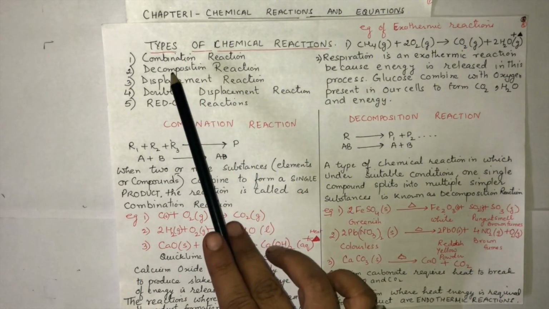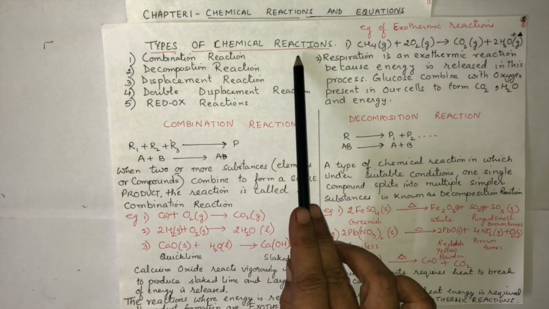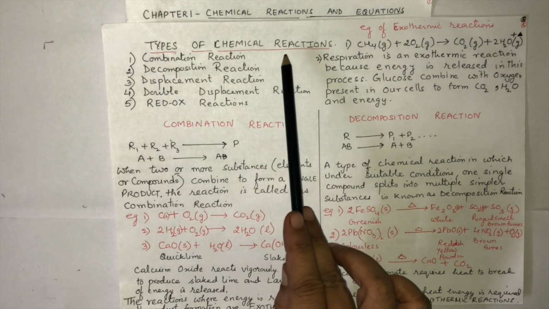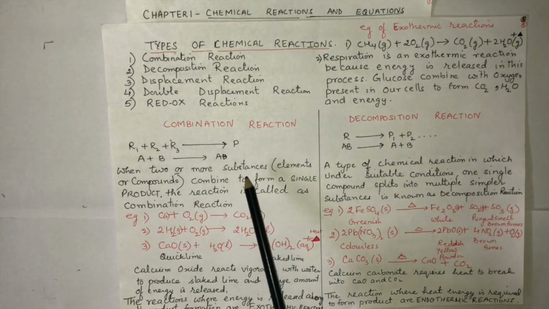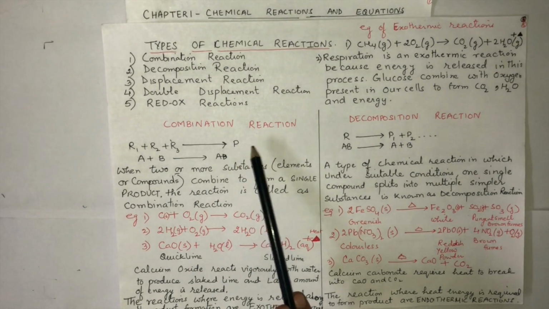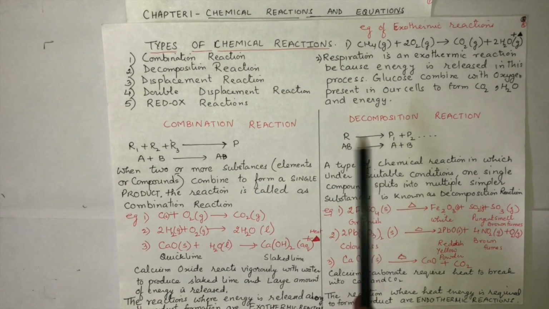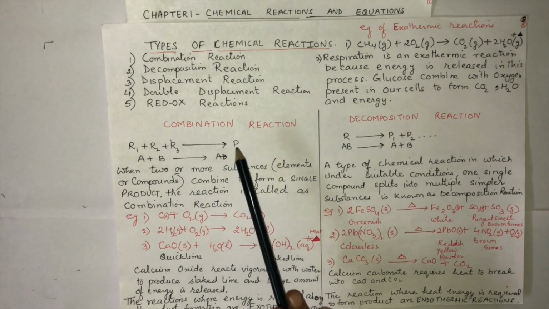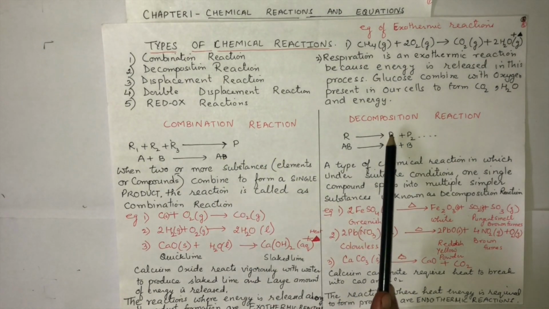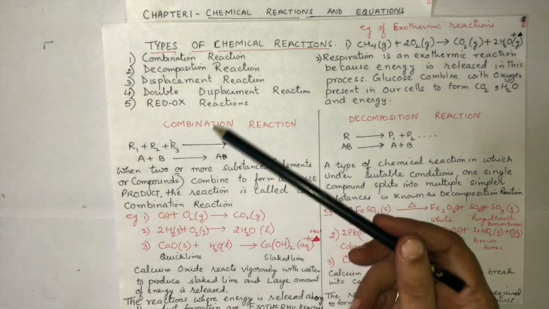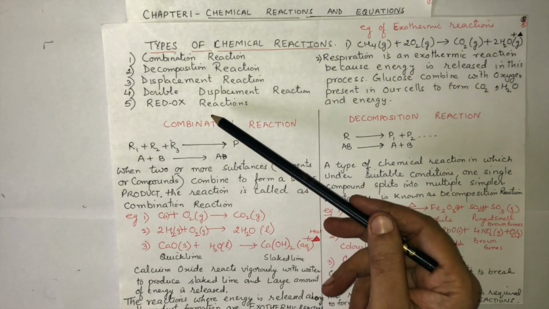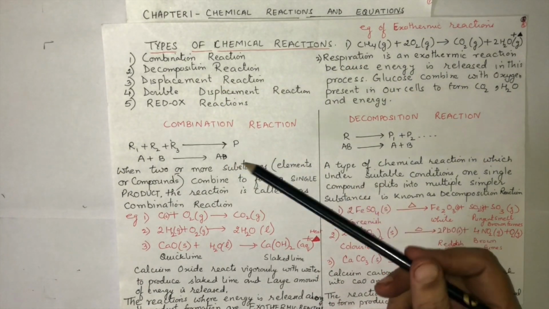Today I am going to take up types of chemical reactions, in which basically in this particular video I will be explaining the difference between combination reaction and decomposition. That means a comparative study between combination and decomposition. And the rest of the three, displacement, double displacement, redox, I will be taking in later videos.